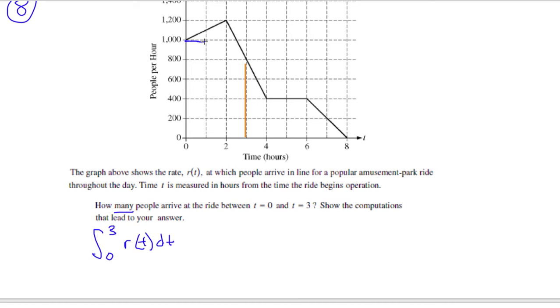So I have a rectangle right there. I have a triangle there, a triangle there. So I have 2 triangles. I have a rectangle and a rectangle. That's the 4 shapes that I've decided upon.